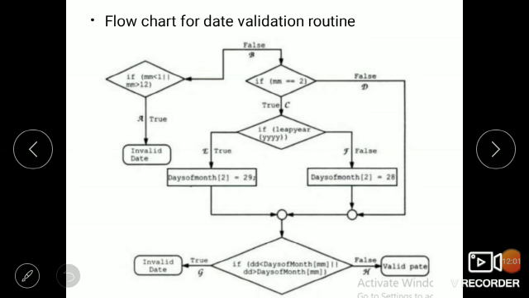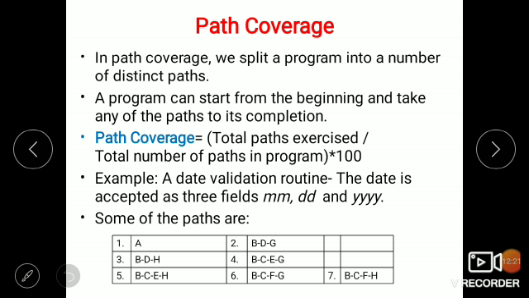These alphabets are used to denote the different paths. We need to analyze how many paths there are to reach the end. According to this, here we are validating the date, whether the given date is valid or not. According to this example, we can find out the many paths.